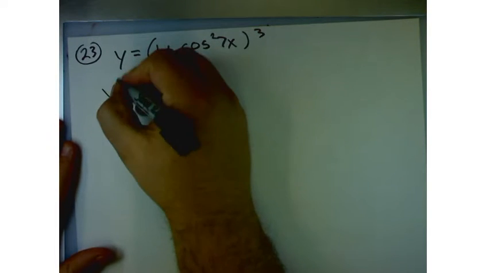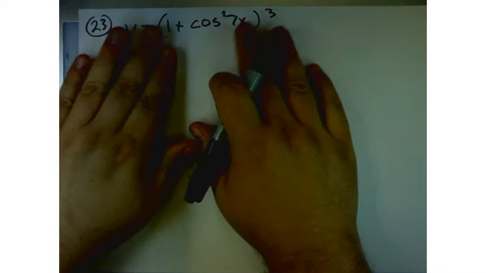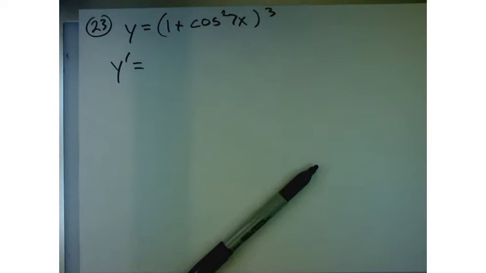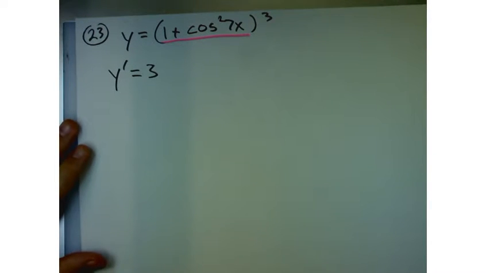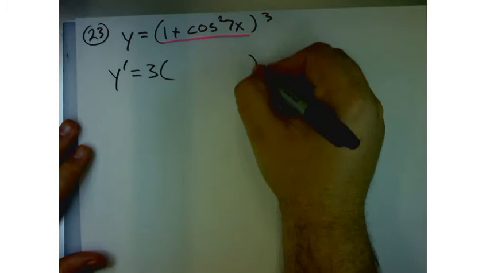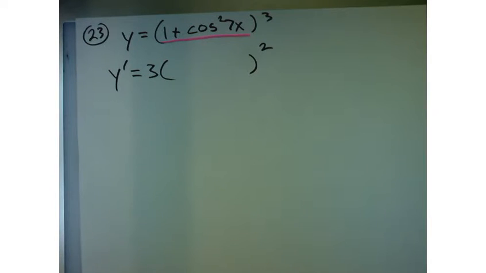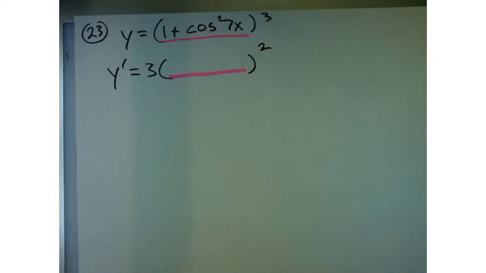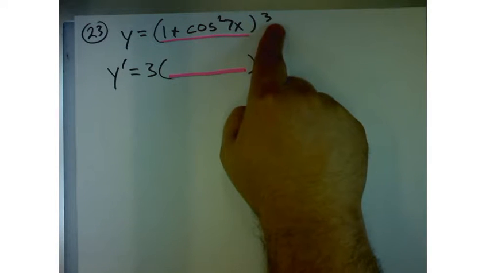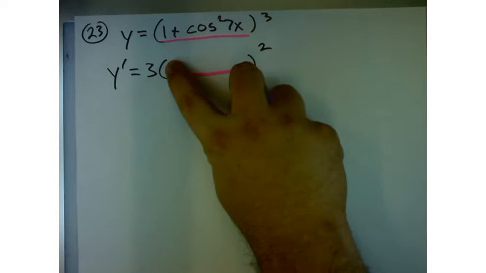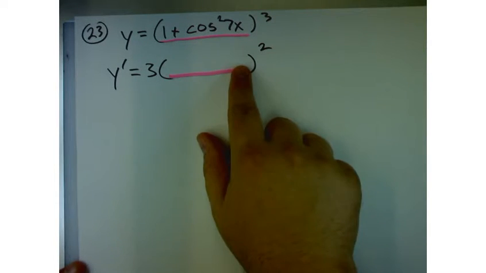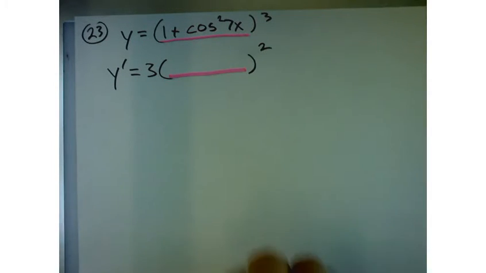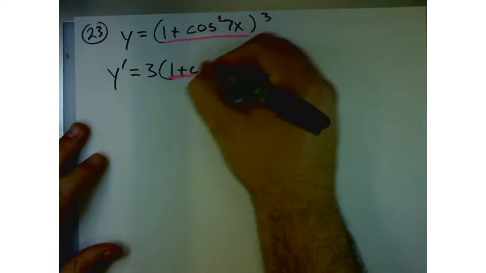Y prime, this is like stuff raised to the third power. So the first thing I do is I toss the 3 to the front. Then I'm going to put my stuff raised to the second power. Does that make sense? If I have something raised to the third power, I take the derivative of that, which is, you toss the 3 to the front times the stuff raised to one less power. So now my stuff is 1 plus cosine, and I'm going to write this a little different.